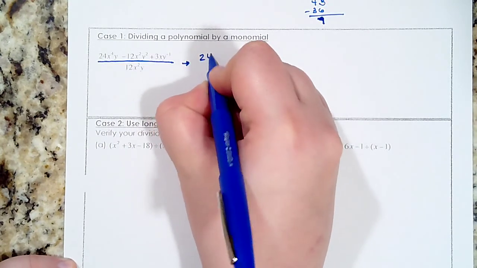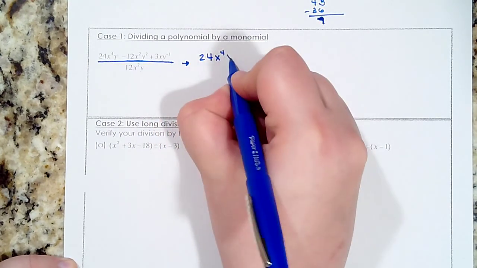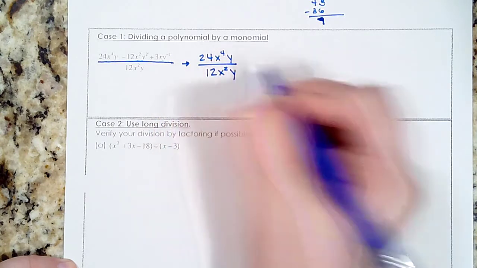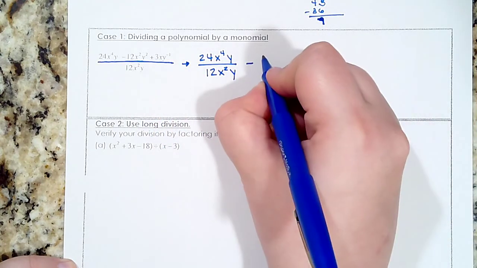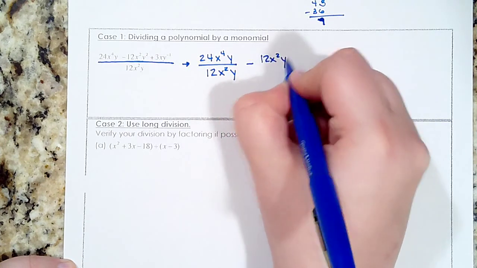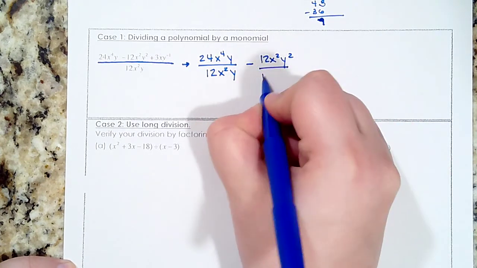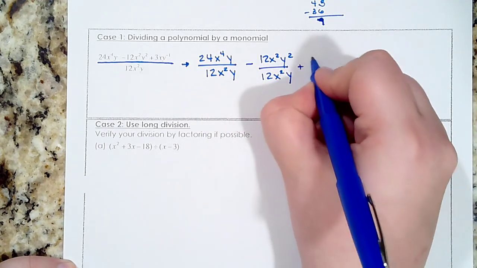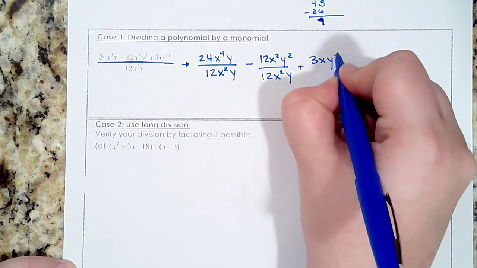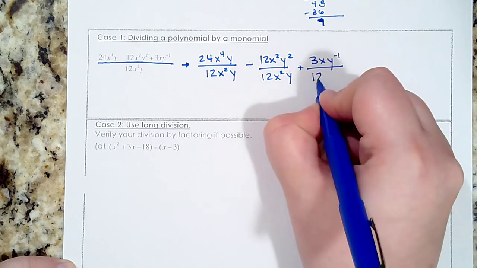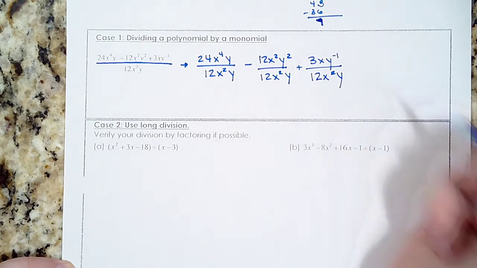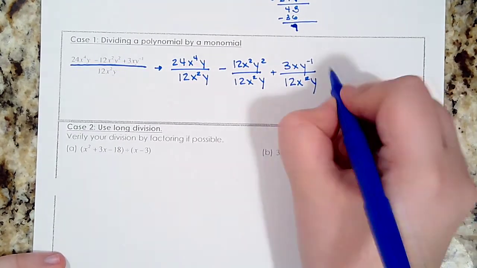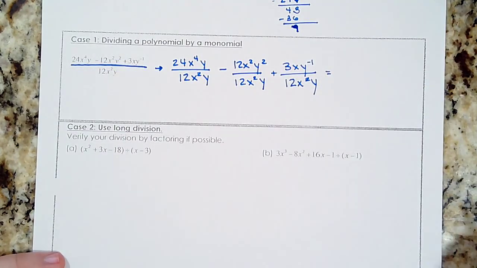So I can break this up as 24x to the 4th y over 12x squared y, minus 12x squared y squared over 12x squared y, plus 3x to the y to the negative 1 over 12x squared y. Now, once I have it broken into 3 separate fractions, I can just simplify each one individually.